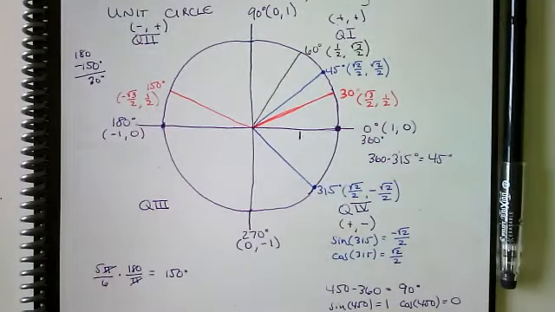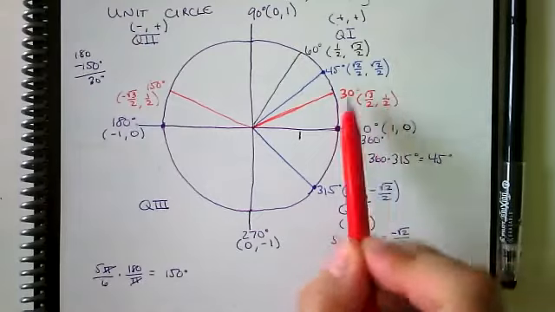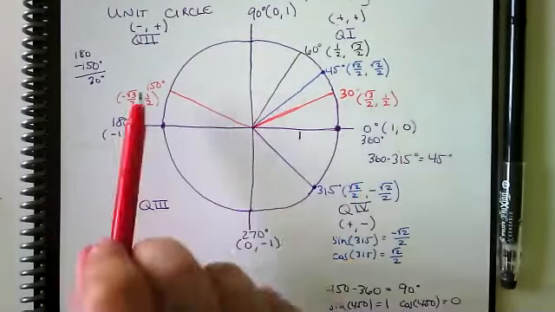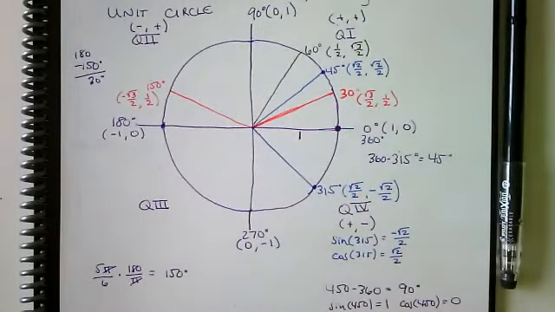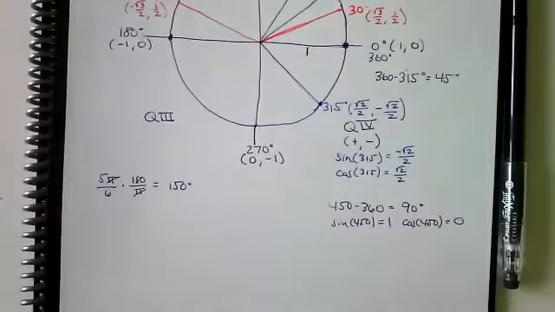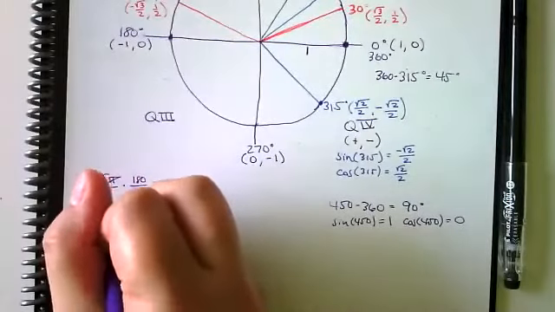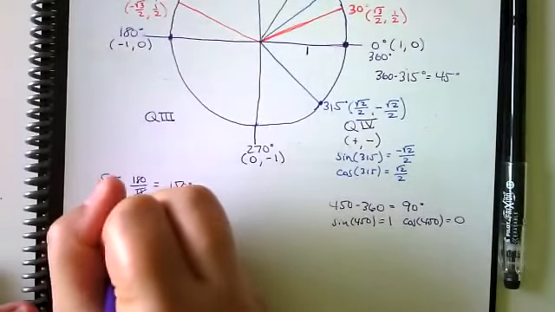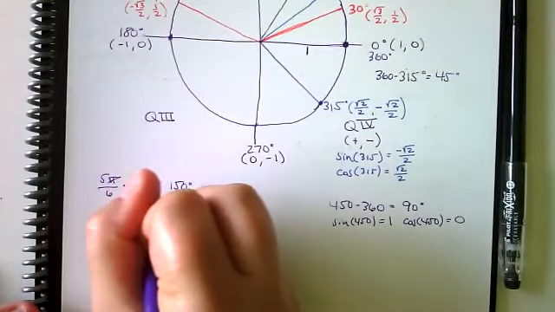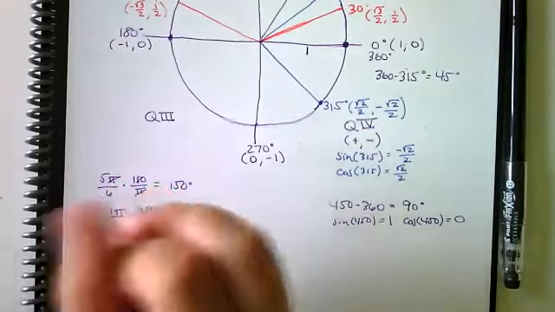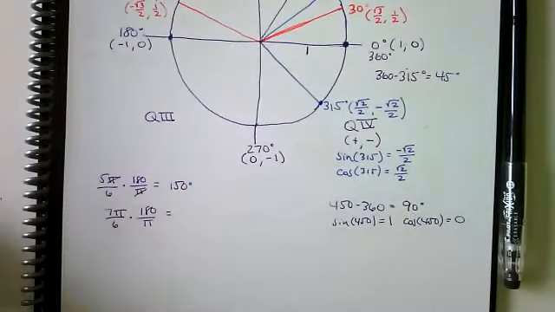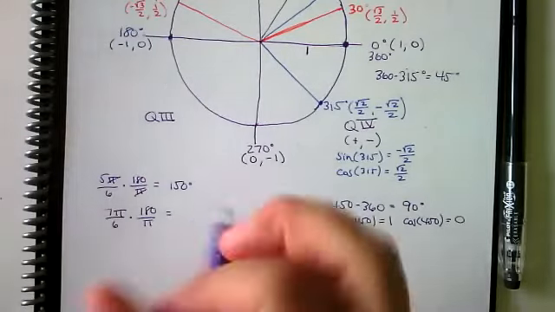So again, find your reference angle. Then steal the numbers, change the signs however you need to, depending on which quadrant you're in. Okay, we're going to do one more. So I'm going to give you one more in radians. So we're going to do 7 pi over 6 this time. So we're going to multiply by 180 over pi. So 7 times 180, divided by 6, and we get 210.